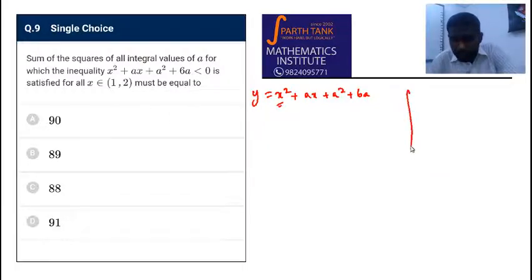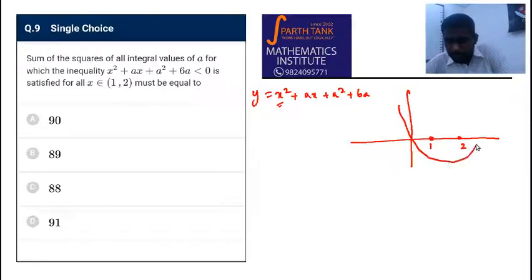So graphically, what do we mean? This, let us say, is 1, this is 2. The parabola open upwards should always be less than 0 in this region. That is, it should be something like this, so that in this interval, it is always negative. Okay. So you can say in one sense the roots of the parabola should be beyond 1 and 2. That is one way of saying.